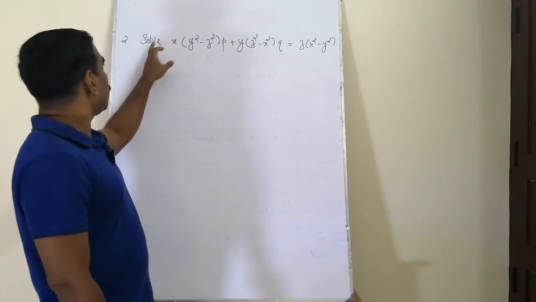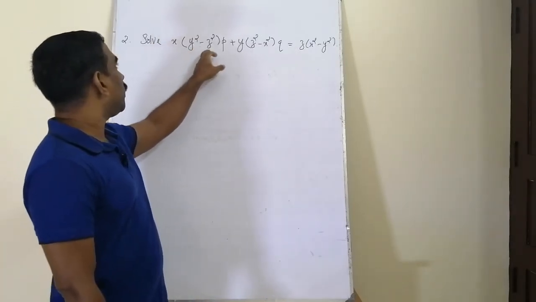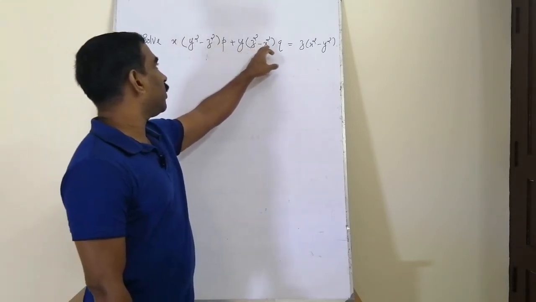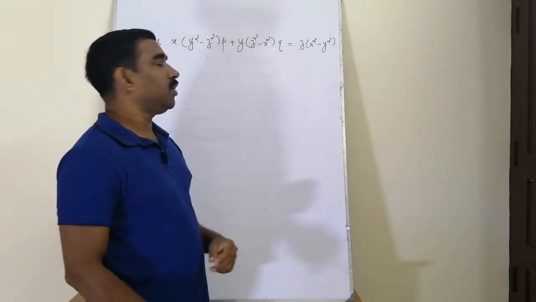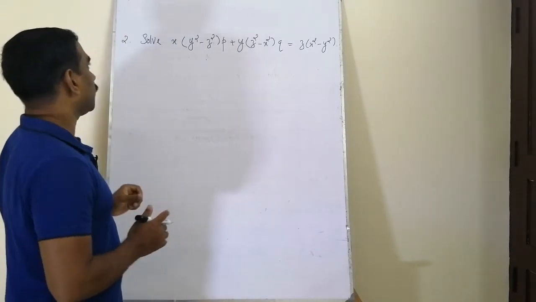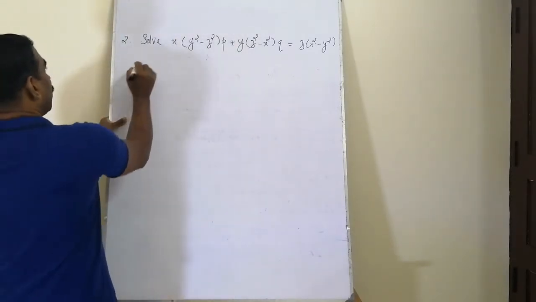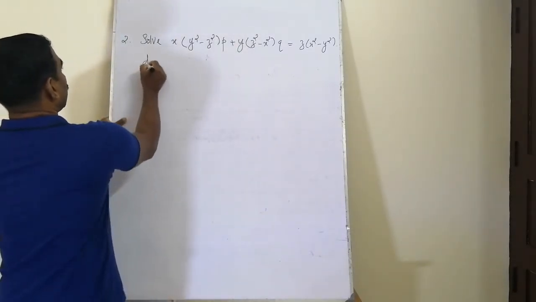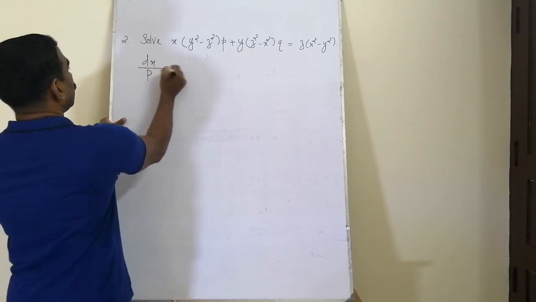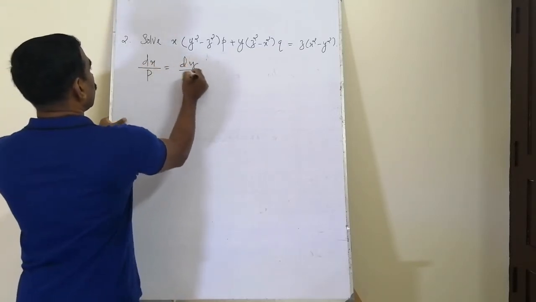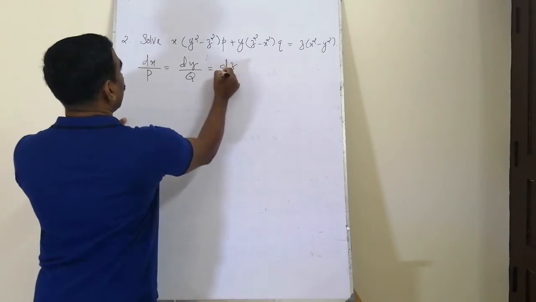See the second question. Solve x(y² − z²)p + y(z² − x²)q = z(x² − y²). So writing the Lagrange subsidiary equations, the subsidiary equations are dx/p = dy/q = dz/r.